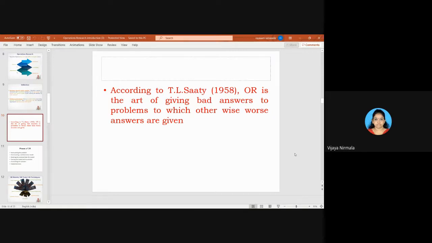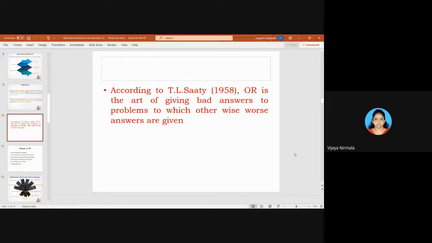Otherwise the verse answers are given. Nearly there are 7 to 8 definitions. But in your syllabus, the theory part is not there, that's why I'm not telling in detail. So there are some standard definitions, and I have said them.